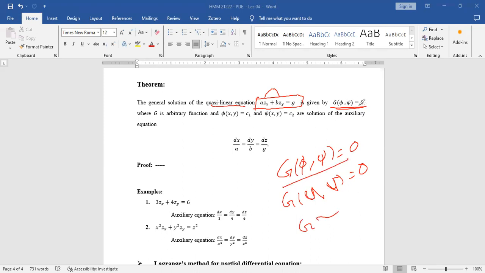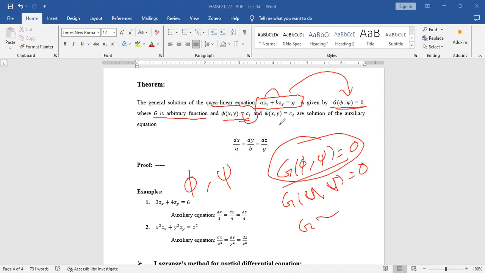You know the difference between phi and chi, no? So this is our general solution. After solving this, you will get this equation, where g is an arbitrary function, and phi(x, y, z) equal to c1 and chi equal to c2 are the solutions of the auxiliary equation, this one. Please write down the theorem, and our session will be finished and I will join again.